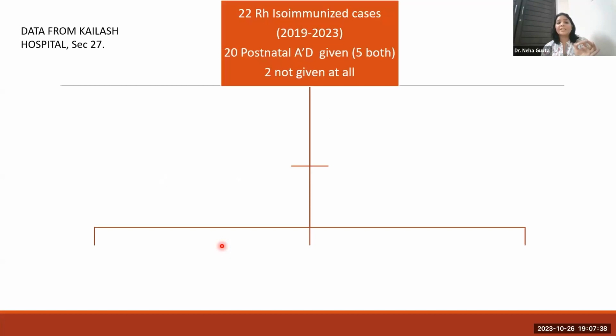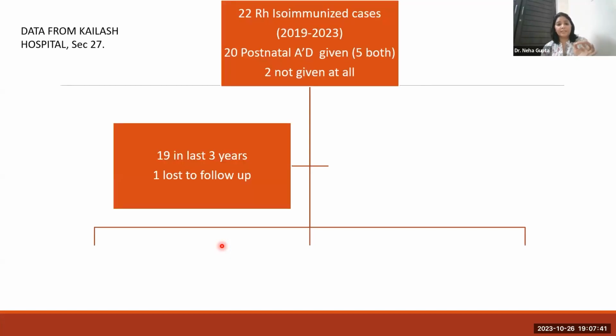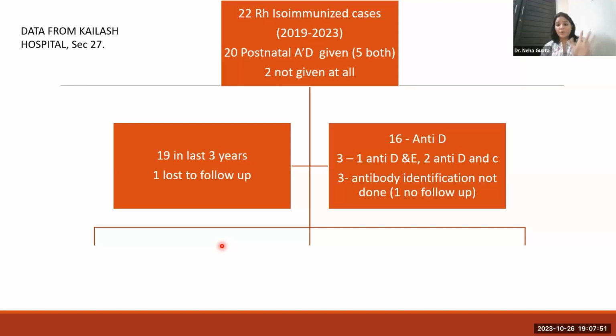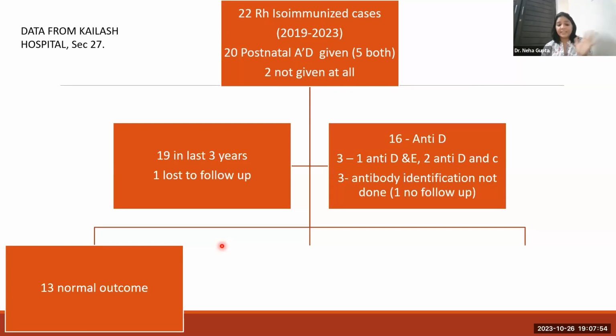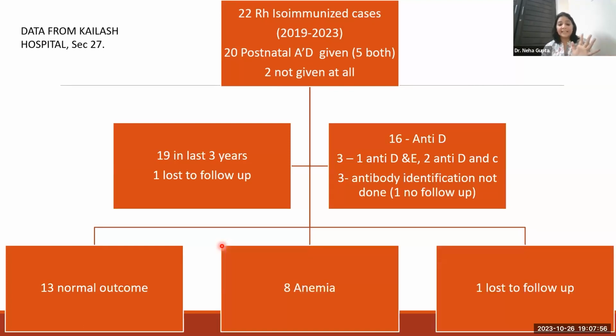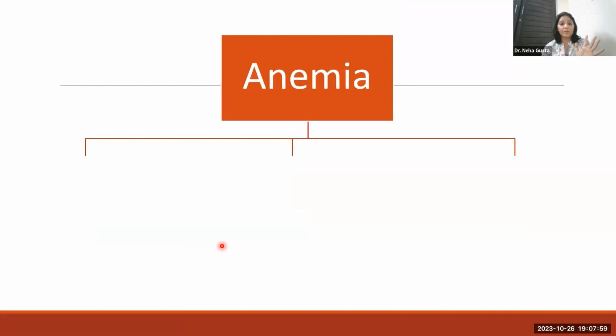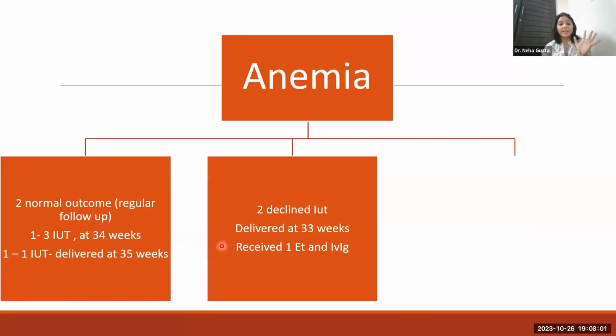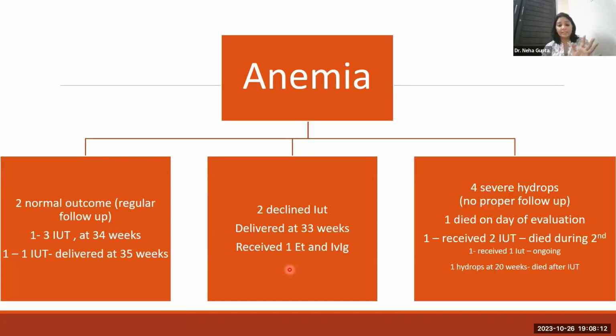We have had 22 isoimmunized cases over the period from 2019 to 2023, and the majority of them are in the last 3 years. 20 of them received at least postnatal anti-D. The most common antibody was anti-D. 13 had an absolutely normal outcome. 8 had anemia, and 1 we do not have any follow-up of. Out of these anemia cases, 4 were under proper follow-up. 2 were given IUT starting at 27 weeks. 2 were around 33 weeks of gestation, so they declined IUT and were delivered. All these 4 had a normal outcome.